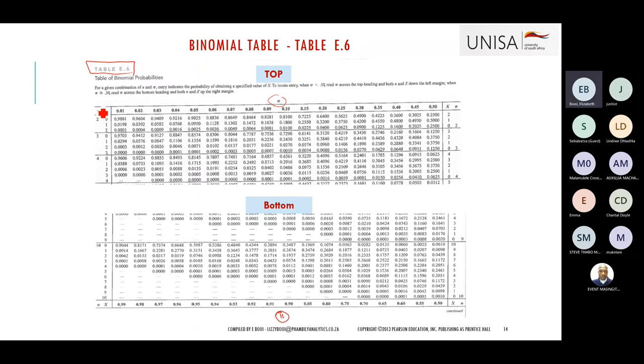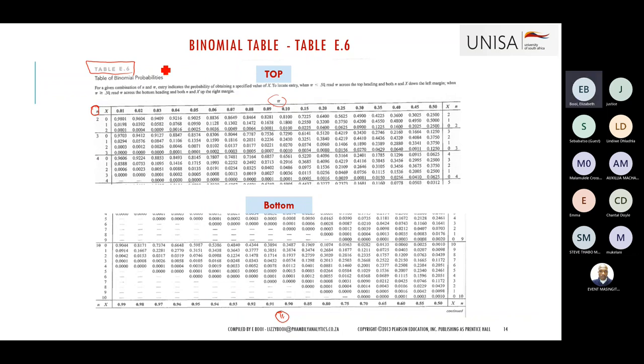On the side, your table is broken down by number of trials. So every block with the line divides the number of trials, your N. Every N value starts from 0 up to the number of trials that you have. So you will see that here we have 2: 0, 1, and 2. And when you go to 3, it will start 0, 1, 2, and 3, and so forth.